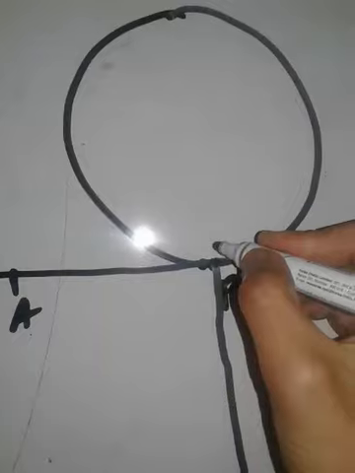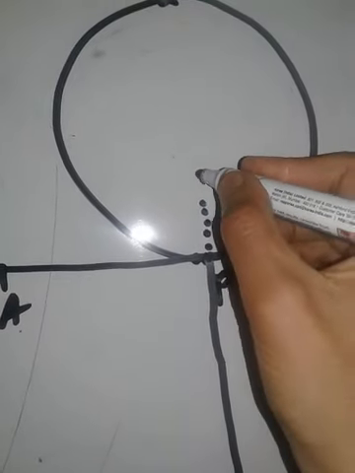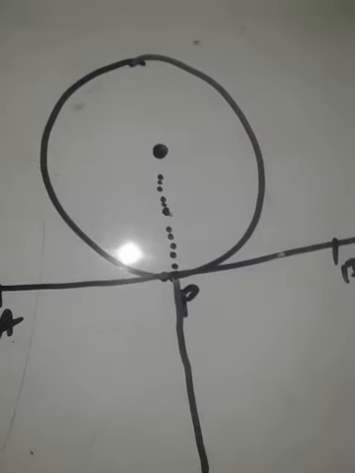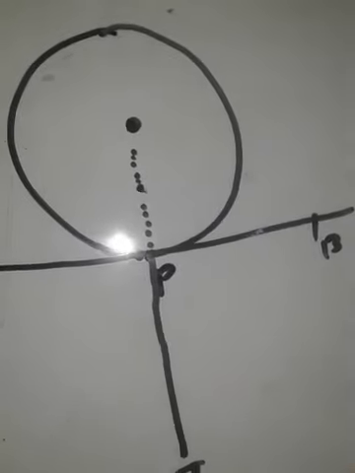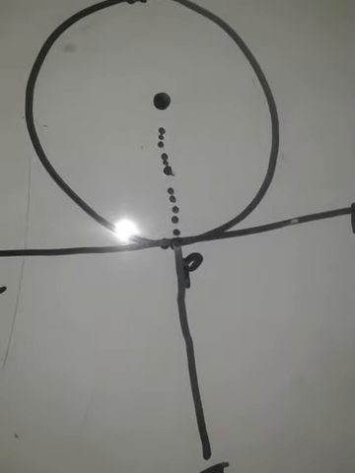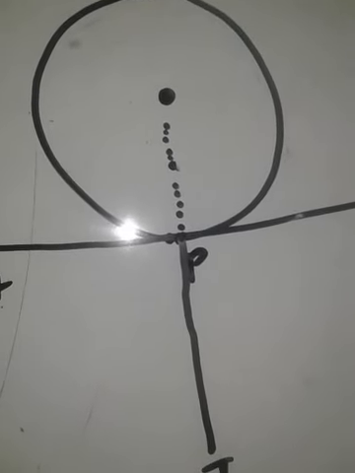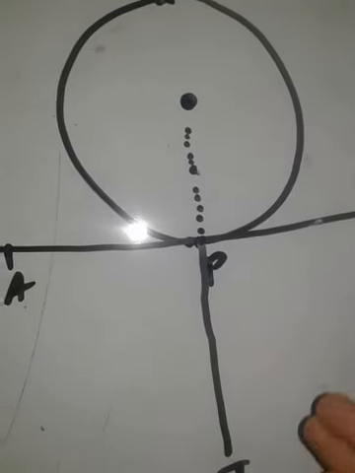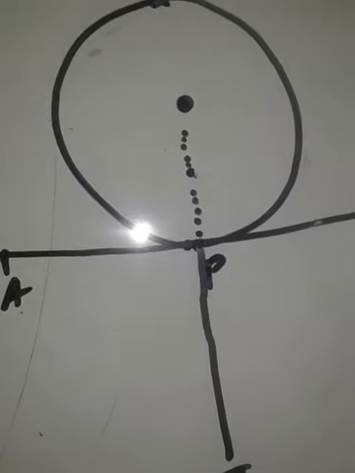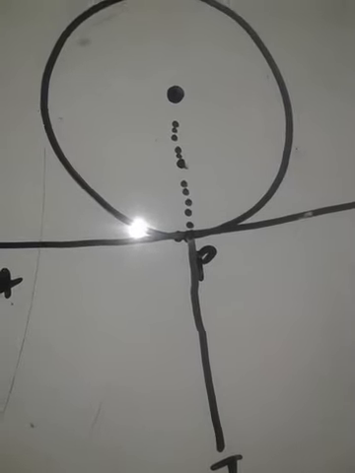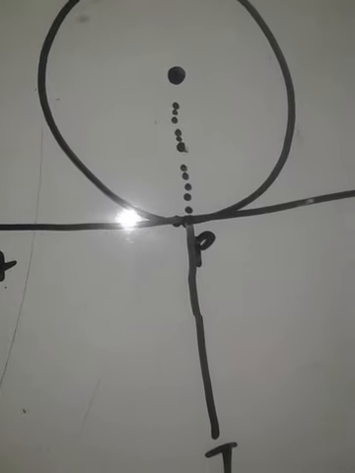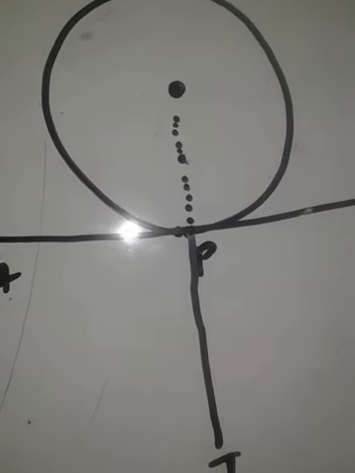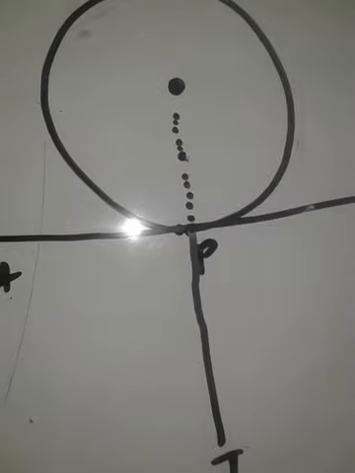What does this mean? If we produce this TP, it should pass through the center of the circle. Produce means in a straight way. So how will you prove this? It is very simple. This question can be done in three different ways. Today I am going to show you one way, and if anybody is interested in the other two methods, please let me know. I will make videos for those two as well.